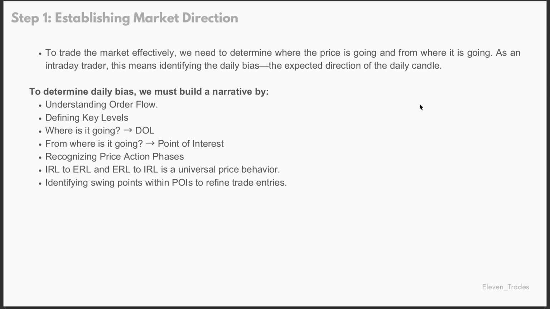Recognizing the phase of price delivery, internal to external and external to internal range liquidity, and this is aligning with the draw on liquidity. The internal to external range liquidity is from your point of interest to the external range highs or lows, and the external to internal is from your highs or lows to your point of interest. And identifying the swing points inside that internal or external range liquidity to then trade it on the lower time frames.